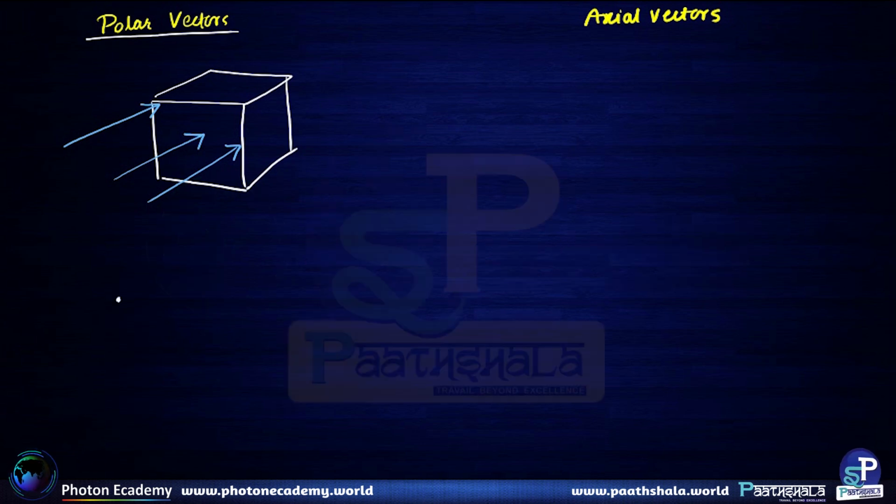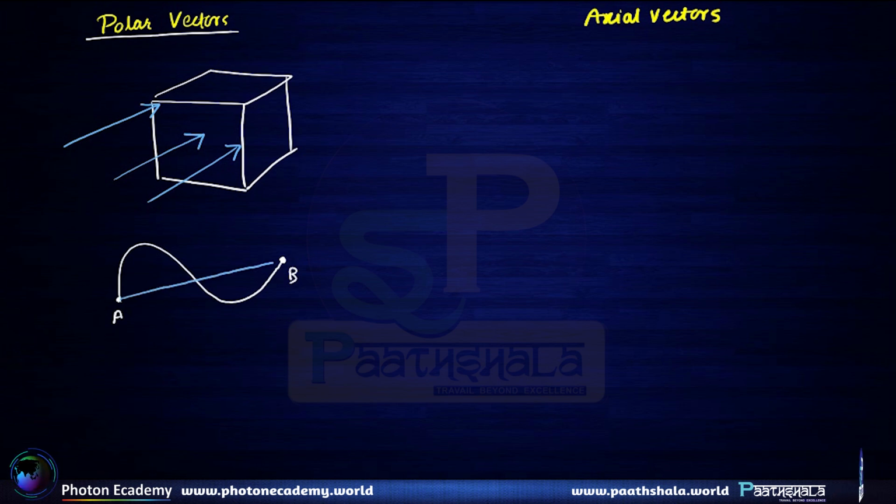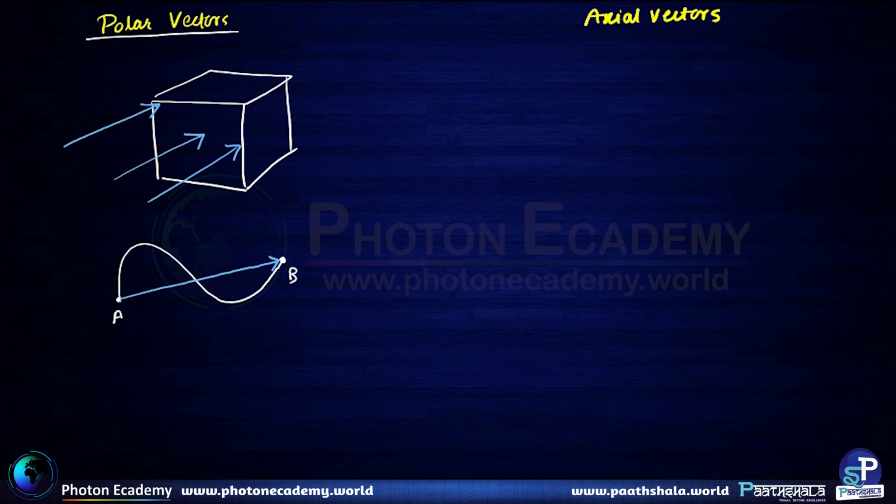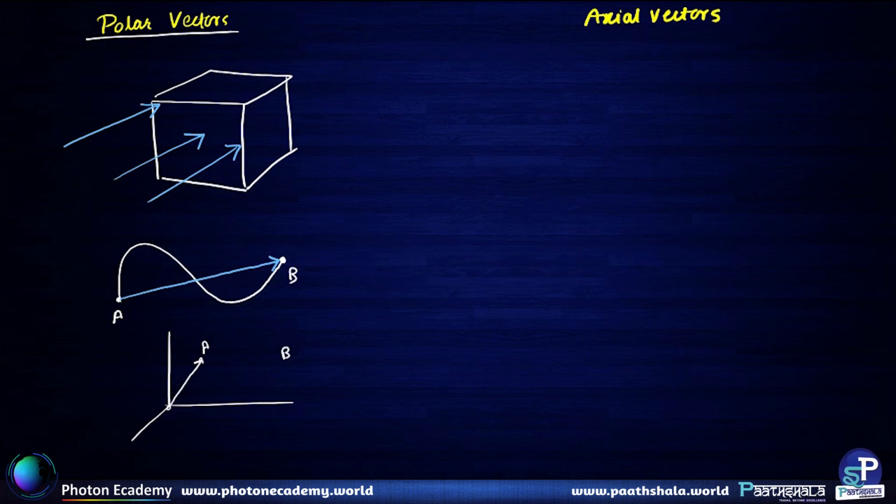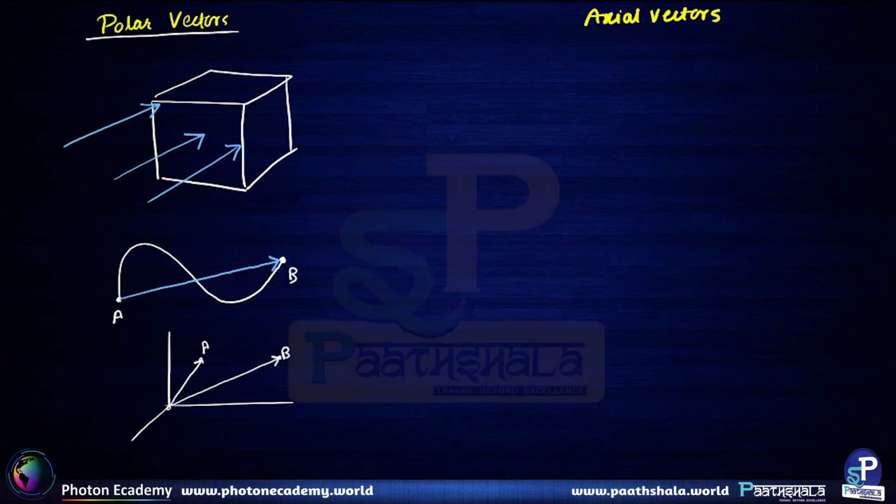Similarly, let us say this is a point A and this is a point B. Let us say the path of the particle as it moves from A to B is like this, but the displacement vector always has to point from point A to point B. So points A and B are fixed in space. That's why the displacement vector also has to be fixed in space. If we represent this on the axes, this is the point A and this is the point B, and these are the position vectors defining the position of point A and the position of point B.